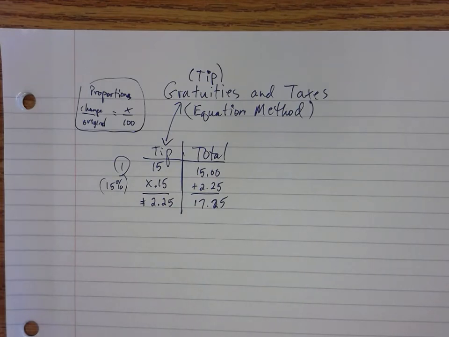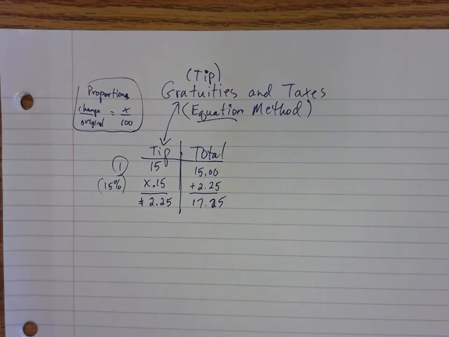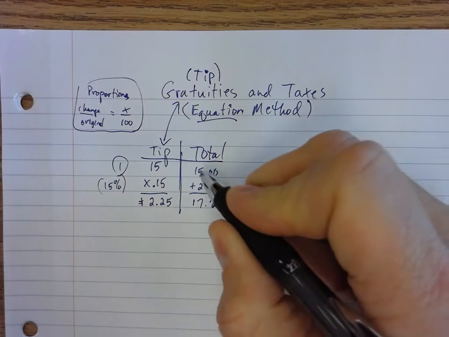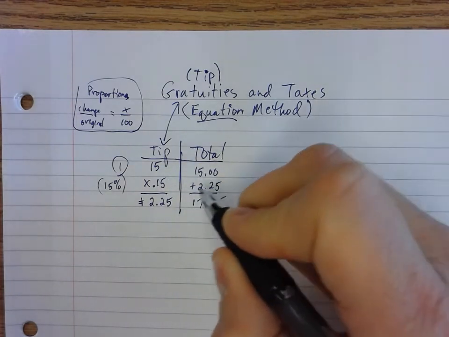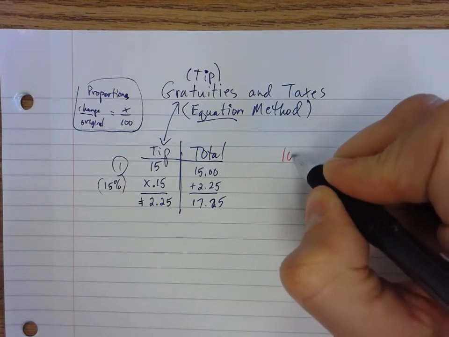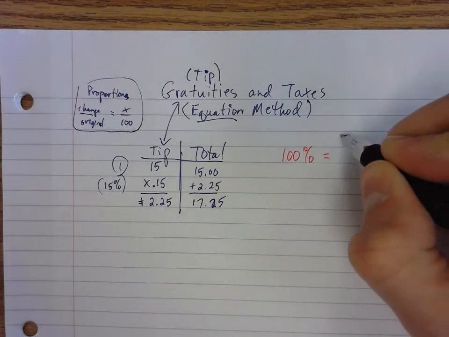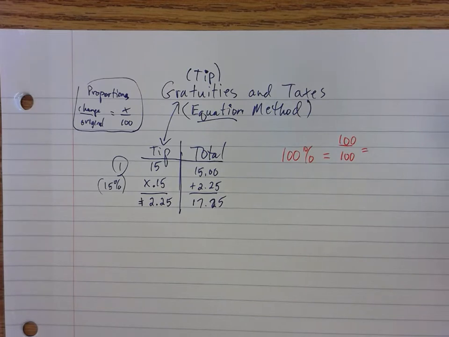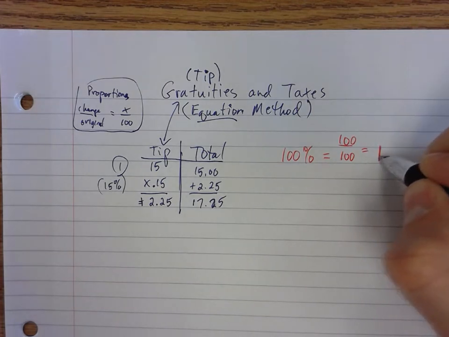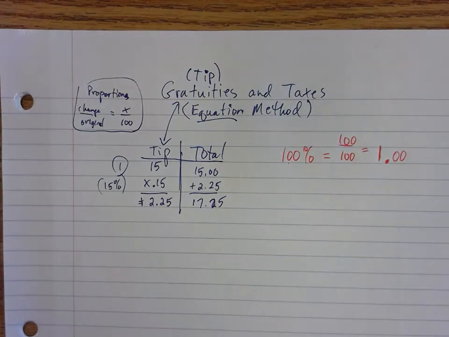Now let's talk about the equation method for this. Here's the new part. Hopefully you've watched it to this point, about 3 minutes. If you want to skip some of this stuff, this is the speedier method. 100% of something, if you change that to a fraction, would be 100 over 100. What is 100 divided by 100? I hope you would say 1. So 100% actually changes to 1.00.